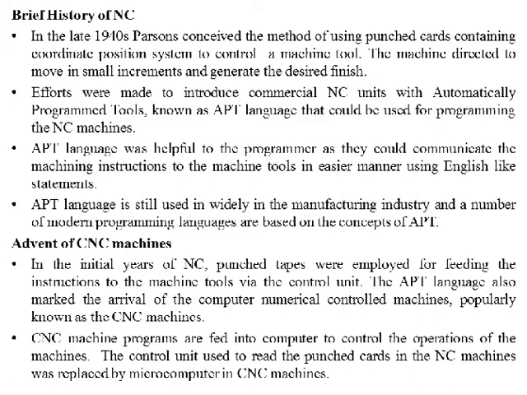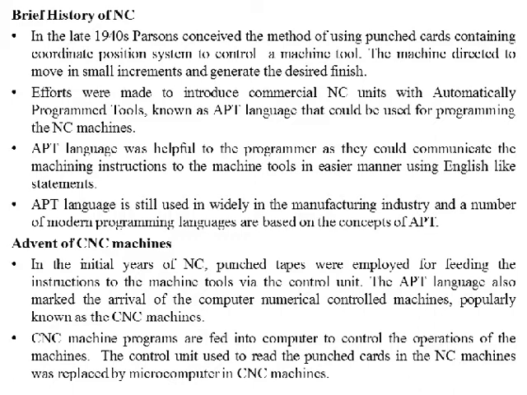With these NC machines, the development of CNC machines was involved. So that is the advent of CNC machines. How did the CNC machines take birth? In the initial years, numerical control machines used punched tapes for feeding the instructions to the machine through a control unit. The APT language also marked the arrival of computer numerical controlled machines, which are also known as CNC machines.